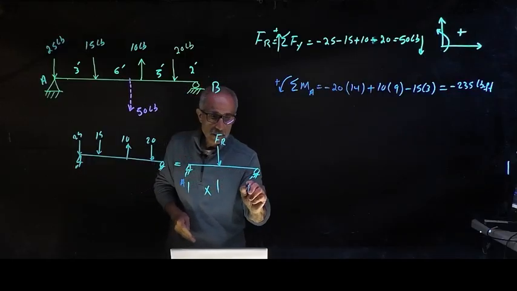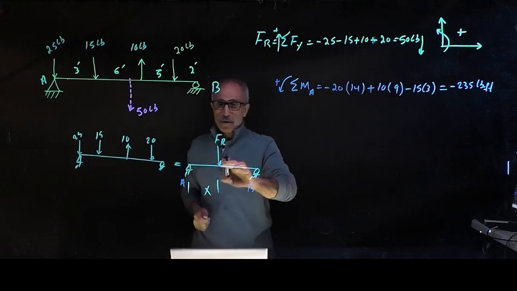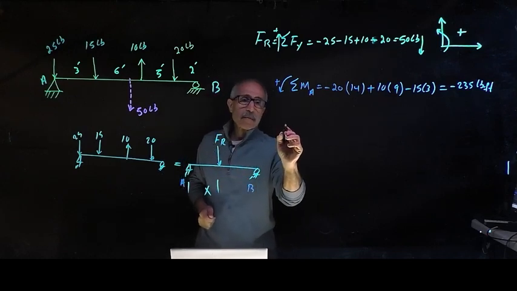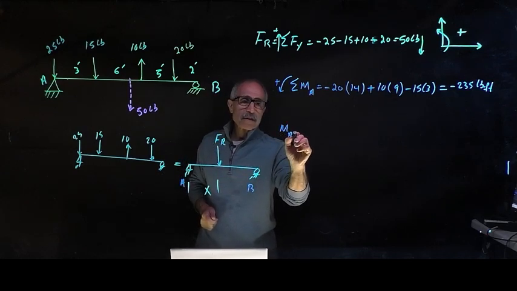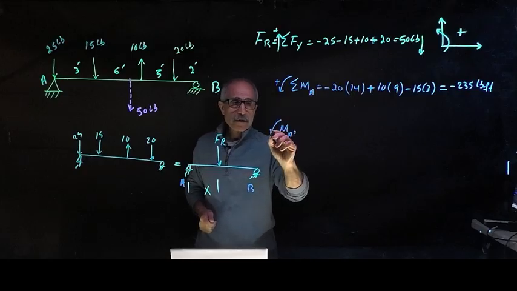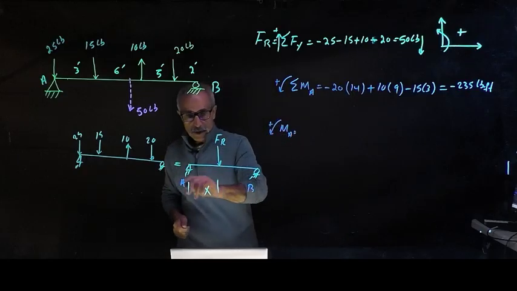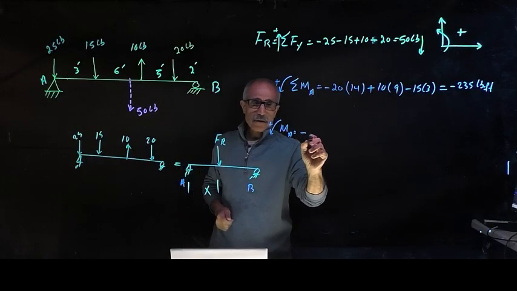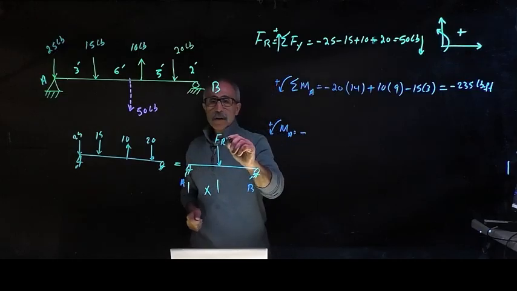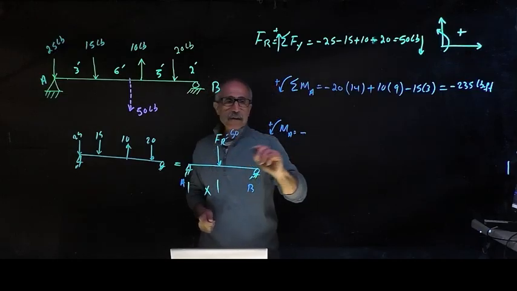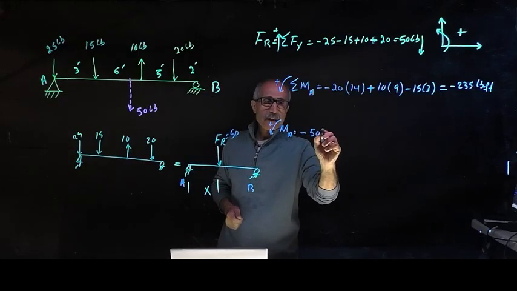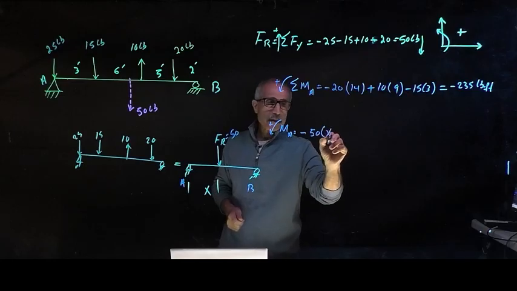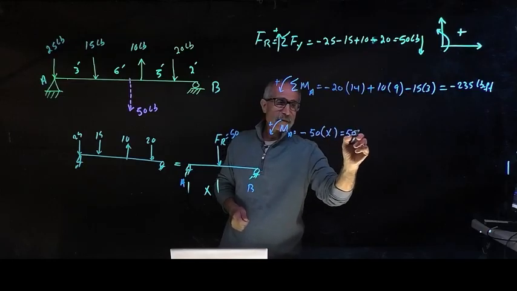Now I'm going to take a moment about point A, with A here and B here, using the resultant force. Moment about point A is equal to, counterclockwise is positive, so that's going to be negative: minus the resultant force, which came out to be 50, as we calculated, minus 50 times x. So that's equal to minus 50x.